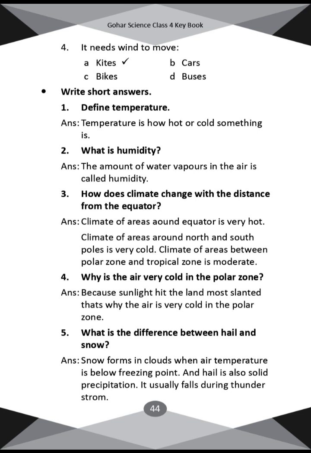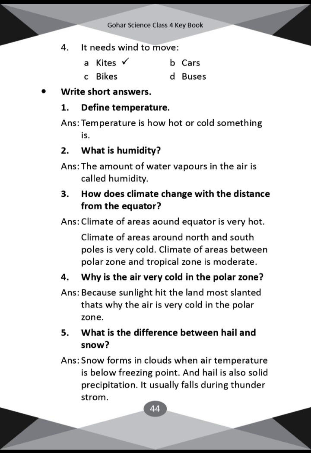3. How does climate change with the distance from the equator? Answer: Climate of areas around the equator is very hot. Climate of areas around the North and South poles is very cold. Climate of areas between the polar zone and the tropical zone is moderate.